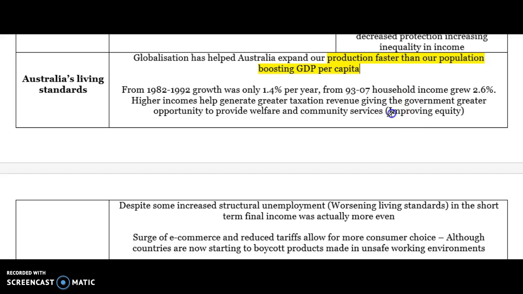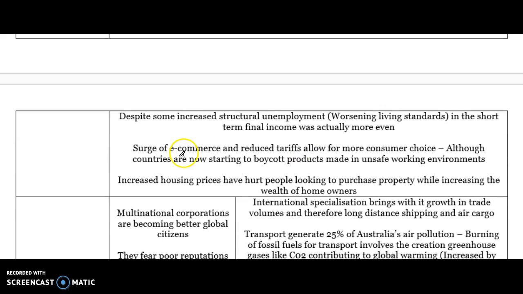But it has led to increased inequity because of the fact that there has been job losses in a lot of industries. Other things, the surge of e-commerce and reduced tariffs have given people more choice. So not only are we getting access to cheaper prices, not only is our income per capita increasing, but we're also getting access to a greater range of goods and services.